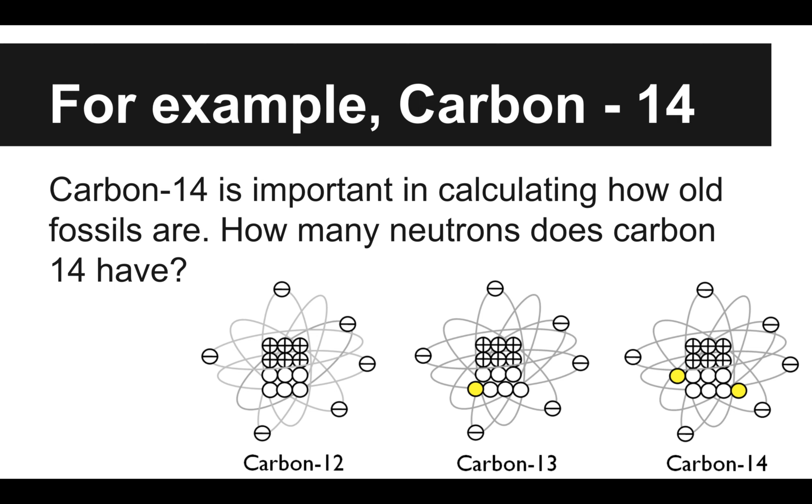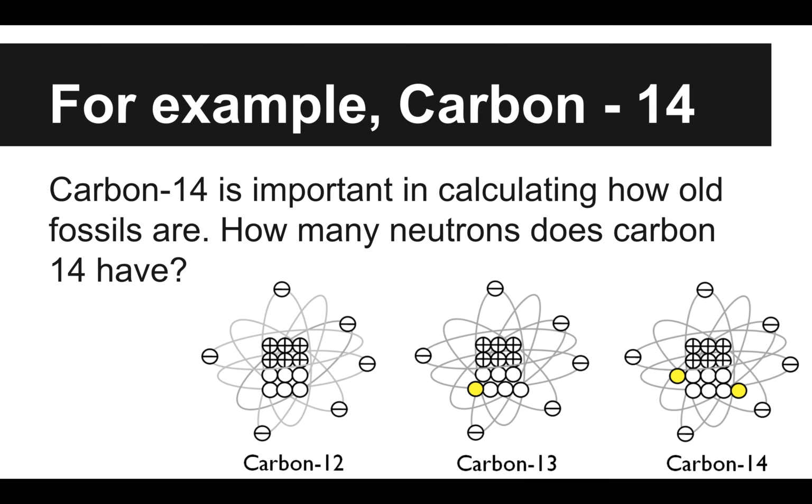So I have 3 pictures down at the bottom. We have carbon-12, carbon-13, and carbon-14. And those stand for the masses of carbon, right? Carbon-12, carbon-13, and carbon-14 are all isotopes because they have different neutron amounts.